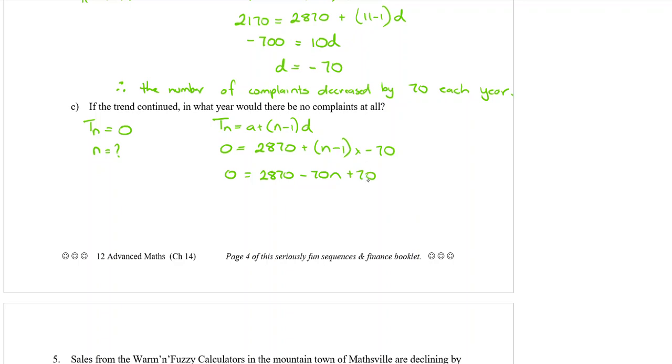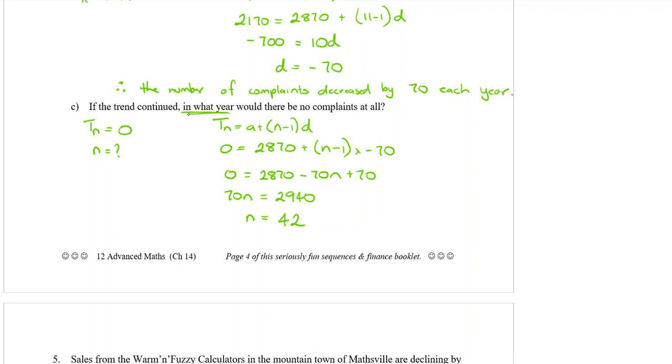Okay, moving the 70n across to make it positive. And at the same time, 2,870 plus another 70 makes 2,940. Okay, and then divide the 70. What do you get? N equals 42. Okay. N equals 42. Have I completely answered the question?